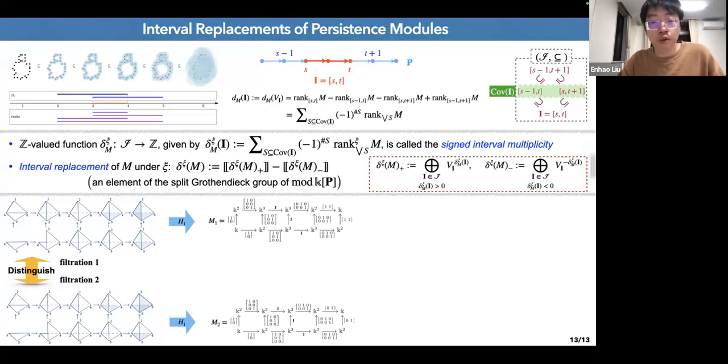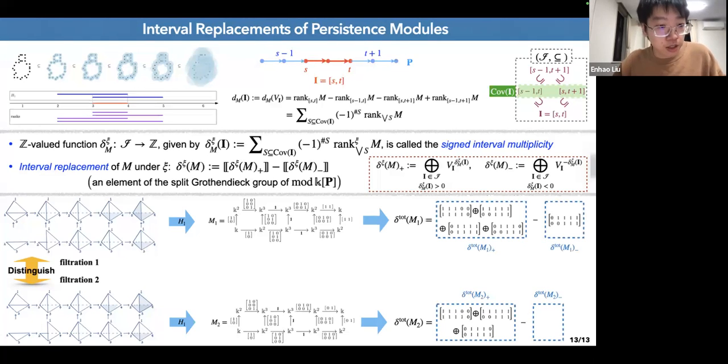Interval replacement, so here is just a formalization. You can forget about many terms like what is a split Grothendieck group. So you think, okay, we replace any persistent module by a pair of interval decomposable modules, which we denote by plus and minus, determined by the sign multiplicity of each interval. If the sign multiplicity is positive, you place it in the plus part, and if it is negative, you place it in the negative part. That's all. You forget about any terminology. You just replace it.